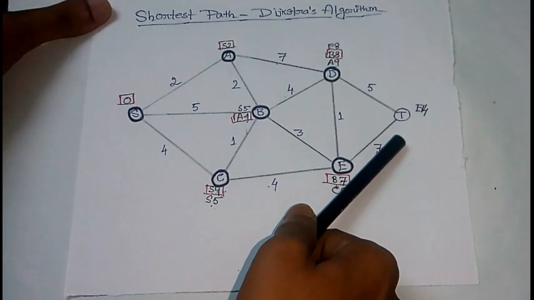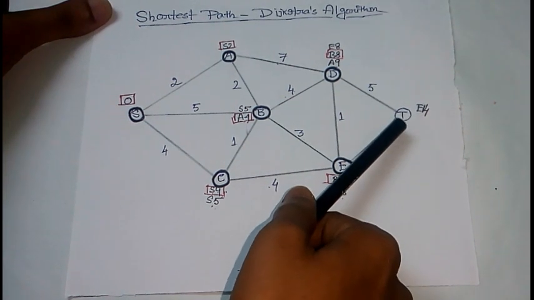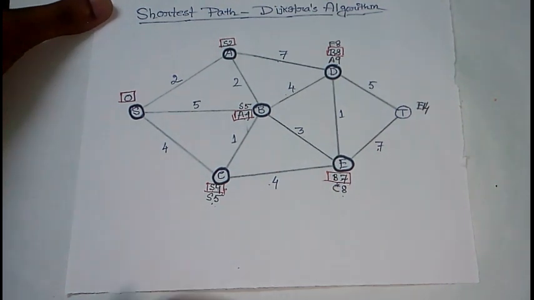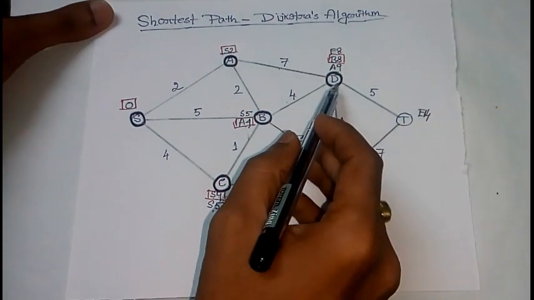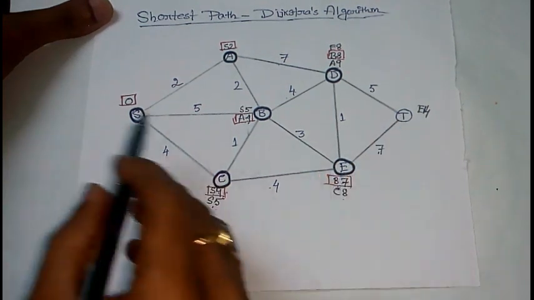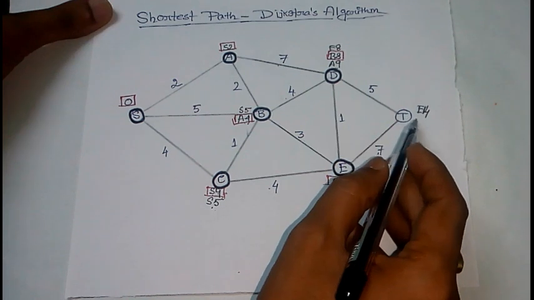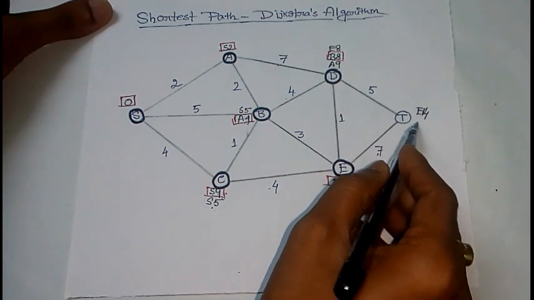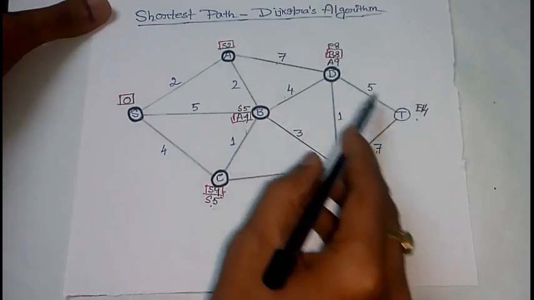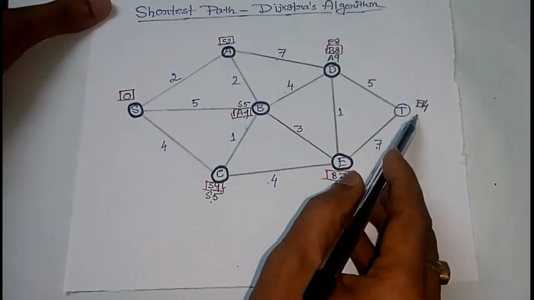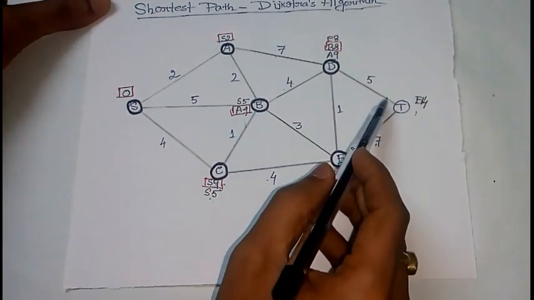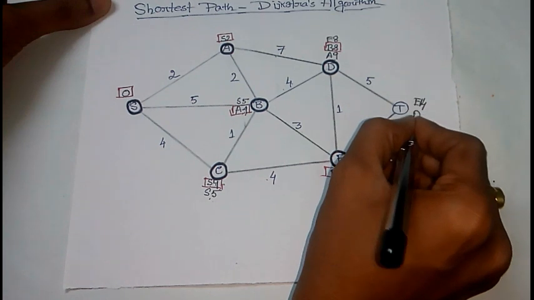Now only one vertex T is remaining, and we shall compute the distance of T from the selected vertices. There are only two distances, one is from D to T and one is from E to T. The distance from S to T via E has been calculated already, that is E14. So only one distance is left, that is from D to T. If we move from D to T, what should be the temporal level of T? That should be this B8, that is 8 plus the distance, that is 5. So it should be D13.